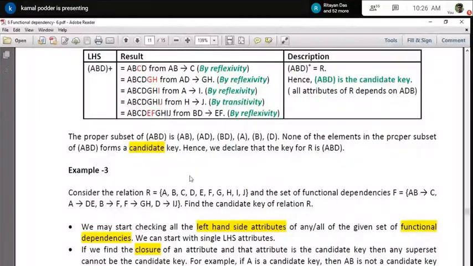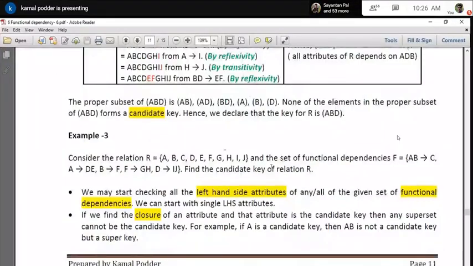Okay, but if the closure of any of these subsets contains all the attributes of the table, then you should say that that subset is the candidate key, not the larger set. Here what we have discovered, if you apply it, you will find that the subsets AB, AD, BD, A, B, and D, these are the possible subsets of ABD. None of the proper subsets of ABD forms a candidate key.